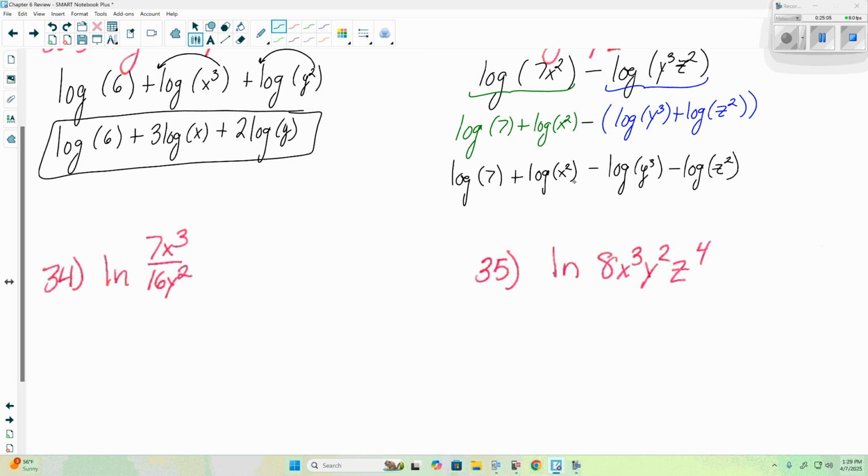We ready for the last one, powers. So any exponent that's there is going to be brought to the front of it. So we'd have log of 7 plus 2 log of x minus 3 log of y minus 2 log of z.